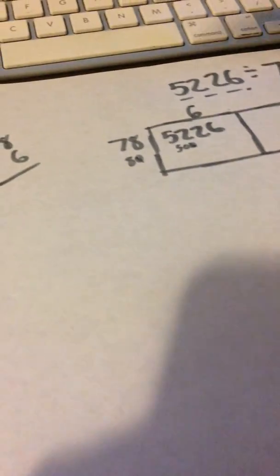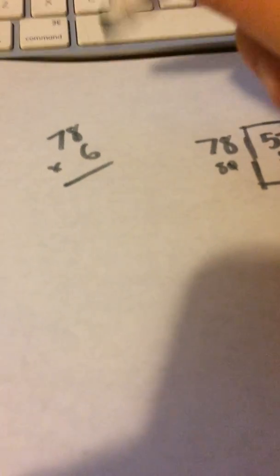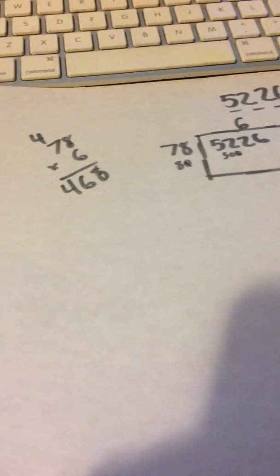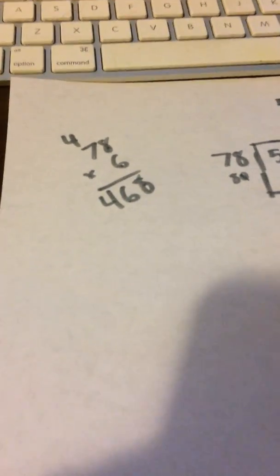All right. So I can double check it, make sure that the number is going to be less than 522. So I put out on the side a multiplication problem and I work it out. So 8 times 6 is 48. Put down my 8, carry my 4. 6 times 7 is 42, plus the 4 is 46. So I have 468.